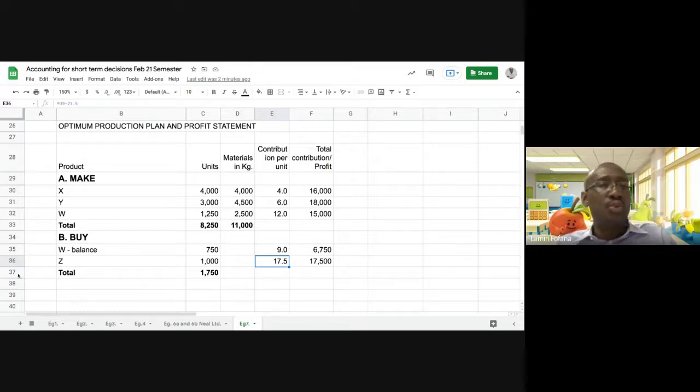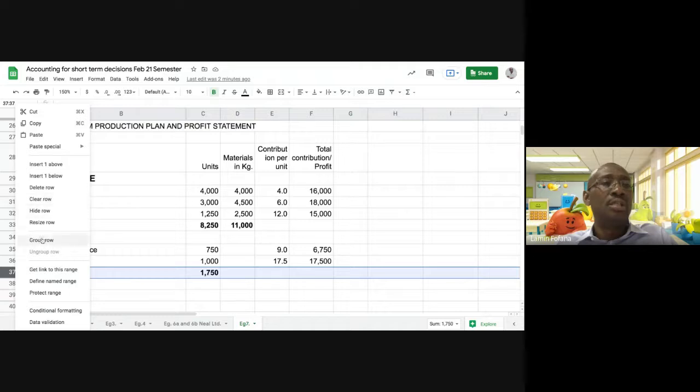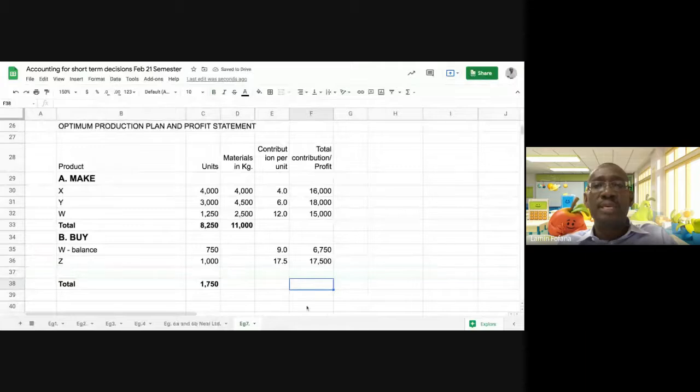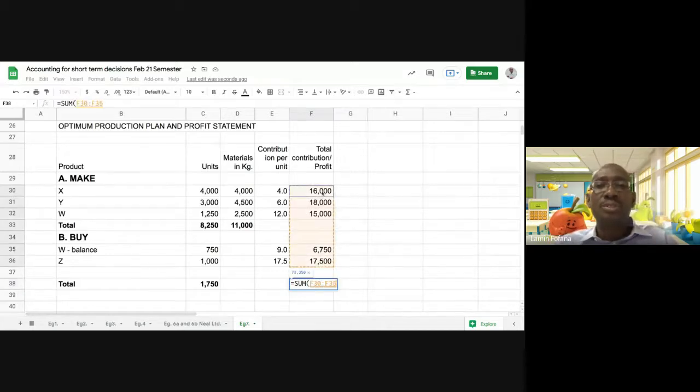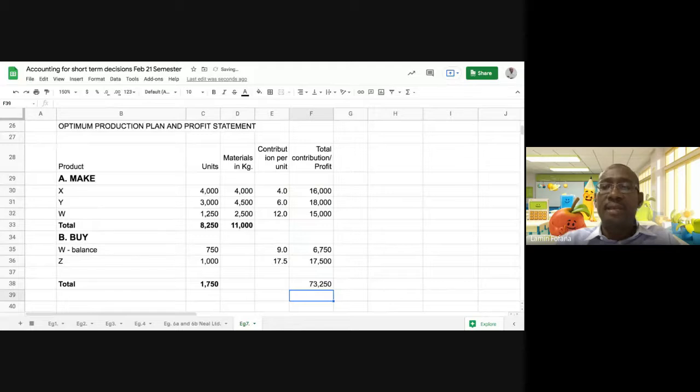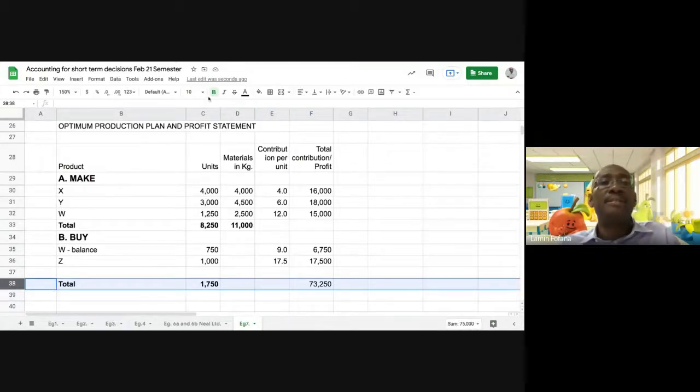So our total contribution or profit is going to be the sum of everything. So I say equals sum, bracket opens, just grab everything, enter. So our total contribution, of course, by default is the profit as well, is 73,250.